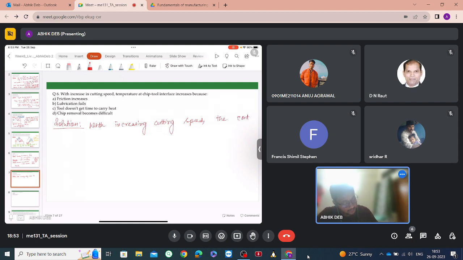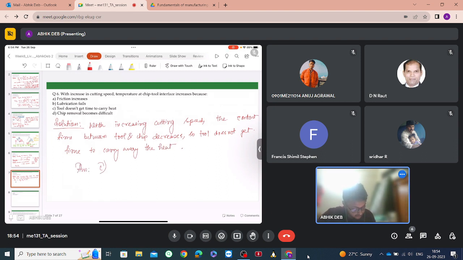Contact time between tool and chip decreases. So tool does not get time to carry away the heat. So the correct option is C. So temperature increases.